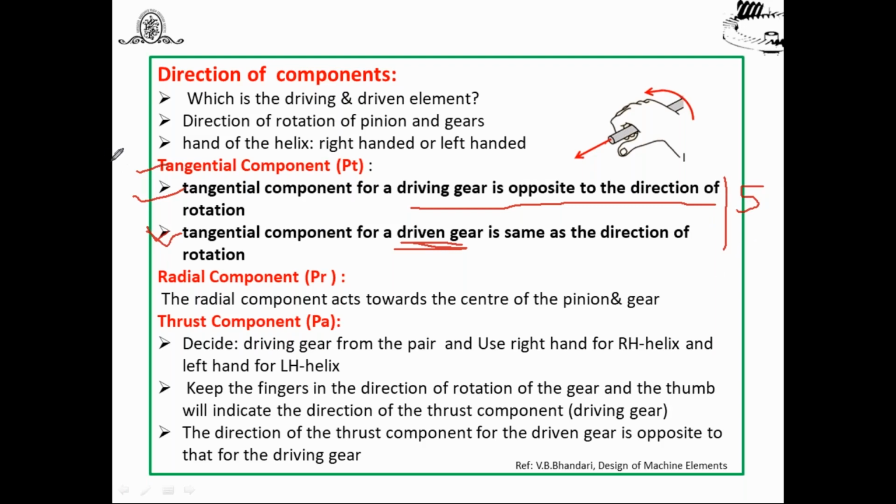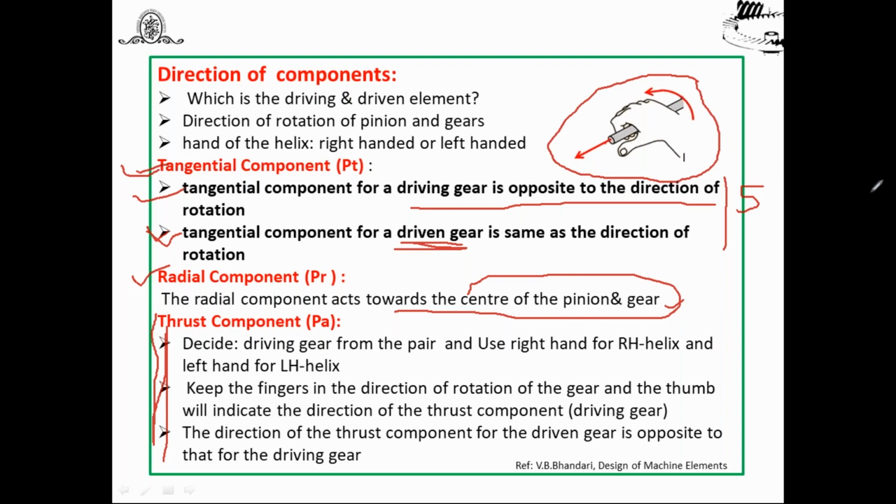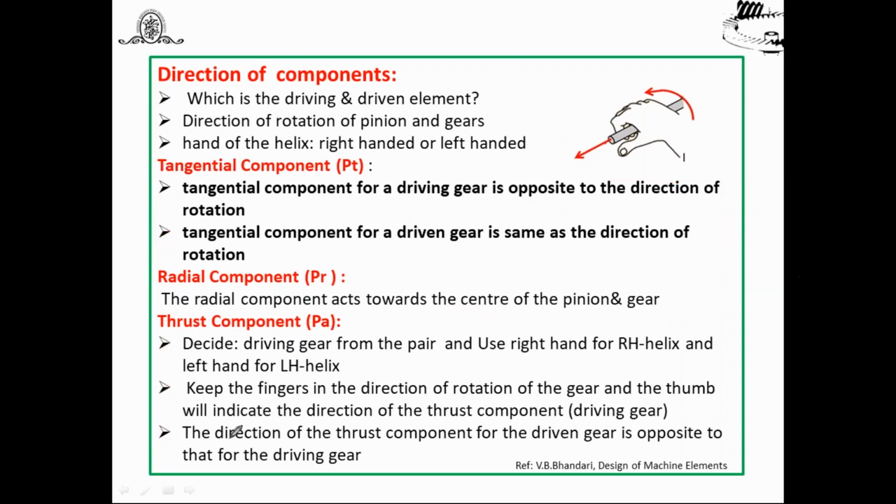Same thing I have discussed in the case of spur gear also. For spur and helical, the tangential component direction is the same, using the same fundamentals. Then radial is also the same. Radial components act towards the center of the pinion as well as the gear, towards their centers. If it's a pinion, towards the pinion center. If it's a gear, towards the gear center. Okay. But what is important is the thrust component and how to decide it. That's why I have constructed one figure here. That is the thumb rule that we have to use.